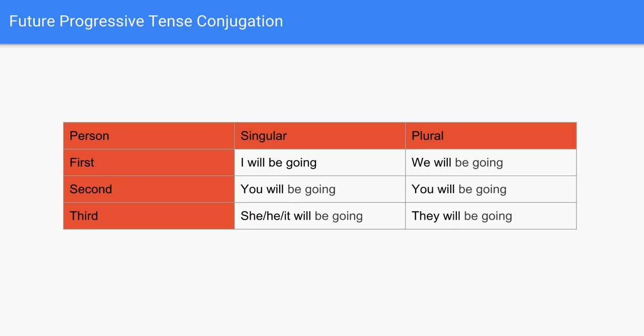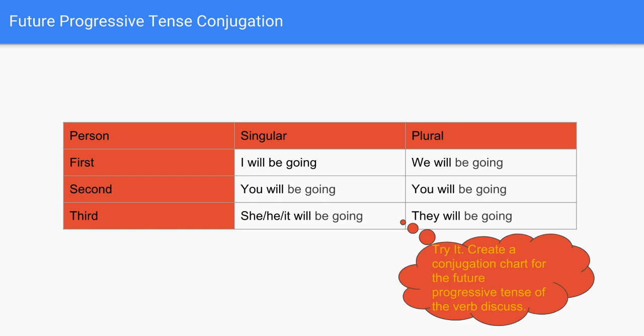When we look at future progressive, we've got will be going everywhere. We only use one form for the future progressive, which makes this one really easy to conjugate. Don't forget your pronouns. I will be going, you will be going, she, he, it will be going, we will be going, you will be going, they will be going. So again, pause this one more time and do the future progressive tense of the verb discuss.